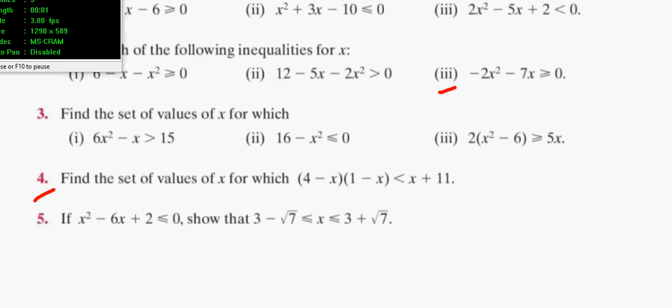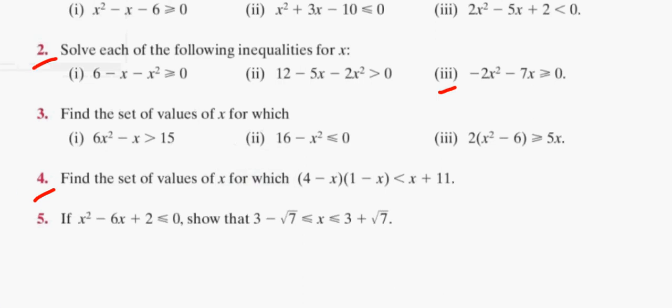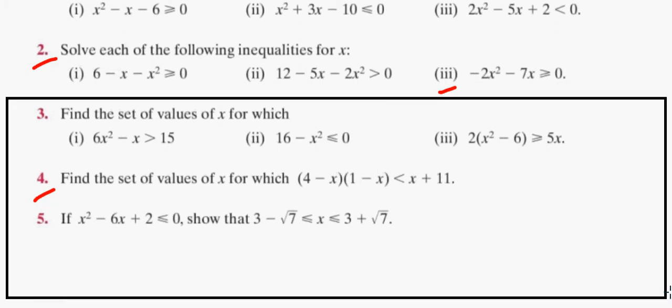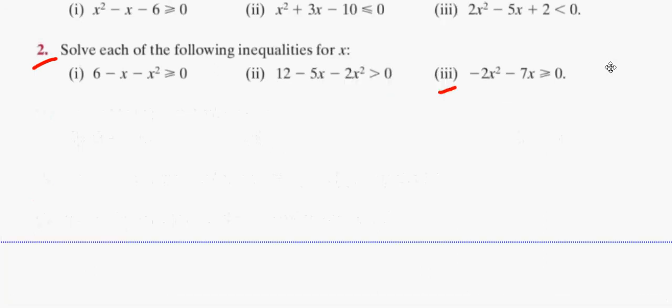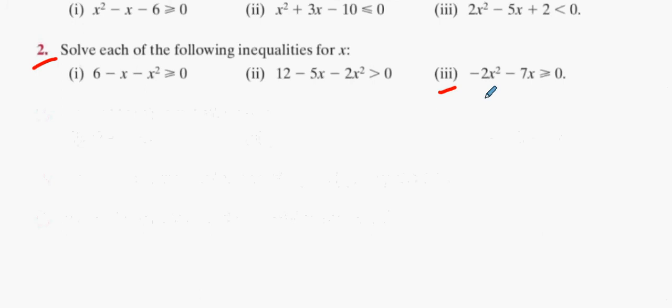Okay. So first thing we're going to do is 2 part 3. We are doing inequalities, quadratic inequalities to be precise. We have minus 2x squared minus 7x greater than or equal to 0. So the first thing I'm going to identify is that it's an n-shaped function. Everybody cool? That's an n-shaped function. Okay, it's definitely an n-shaped function.